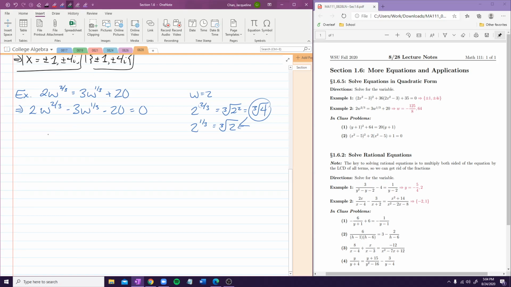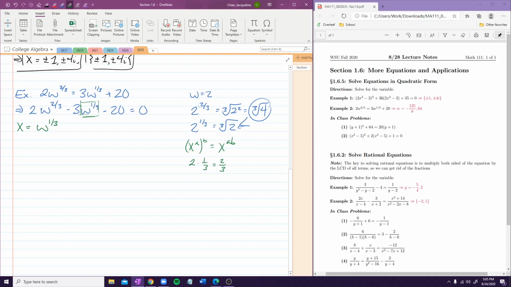Before I do that, I do want to recall that x to the a to the b is equal to x to the ab. And when I multiply fractions, if I did 2 times 1/3, this is 2/3. So I'm actually going to look at this middle term here. A good rule of thumb is that this middle term is usually what you want to substitute. So I'm just going to let x equal w to the 1/3.